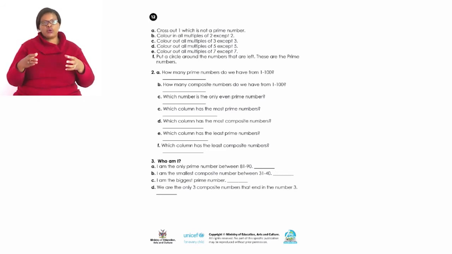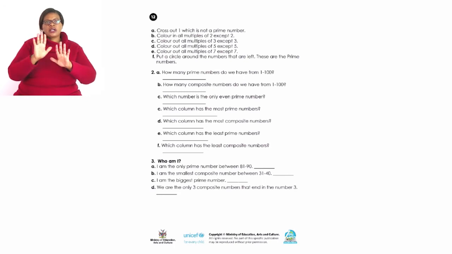B says, color in all multiples of 2 except 2. In case you have forgotten what the word multiples means, it is like this. If you are asked, what are the multiples of 4? It will be 4, 8, 12, 16, 20, 24. Those are multiples, okay? So color in all the multiples of 2 except 2.